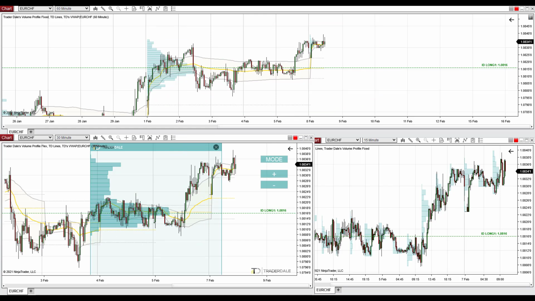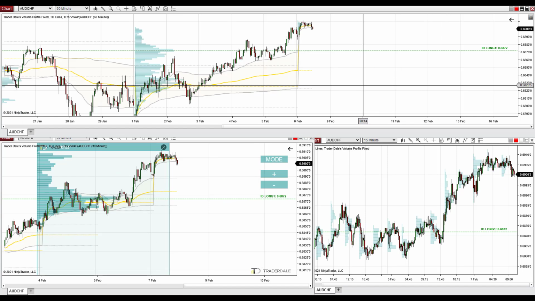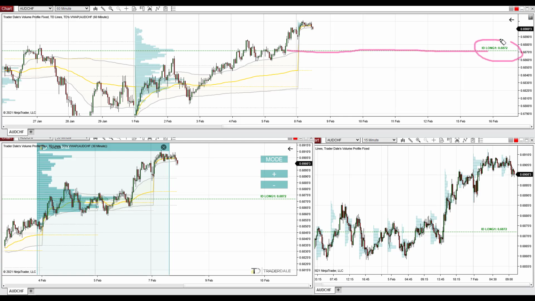And let's now go into the next trading idea, and this one will be on the Australian dollar Swiss franc. So this is the Australian dollar Swiss franc on all those three charts, and this is the strong support which I wanted to show you. It is at 0.6872, and if you look at the weekly volume profile, you can see that it's very nicely visible in here. This is the strong volume cluster.